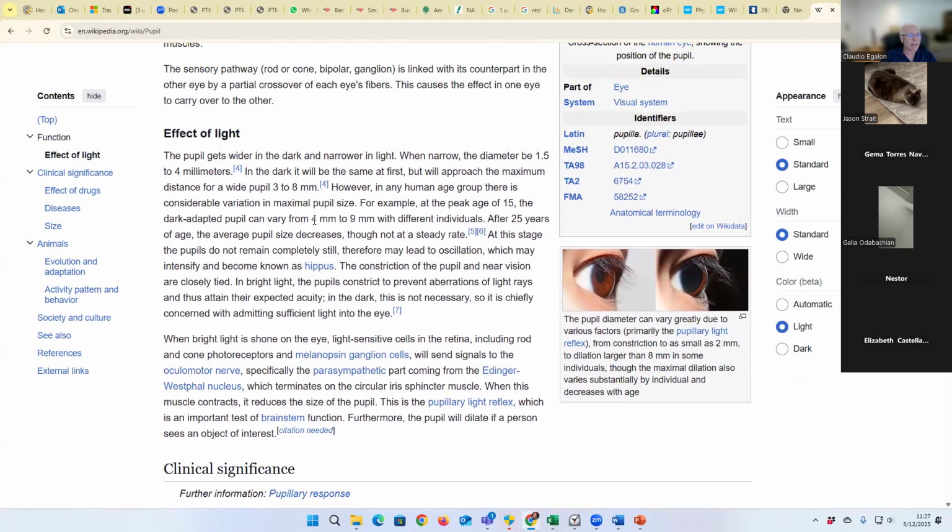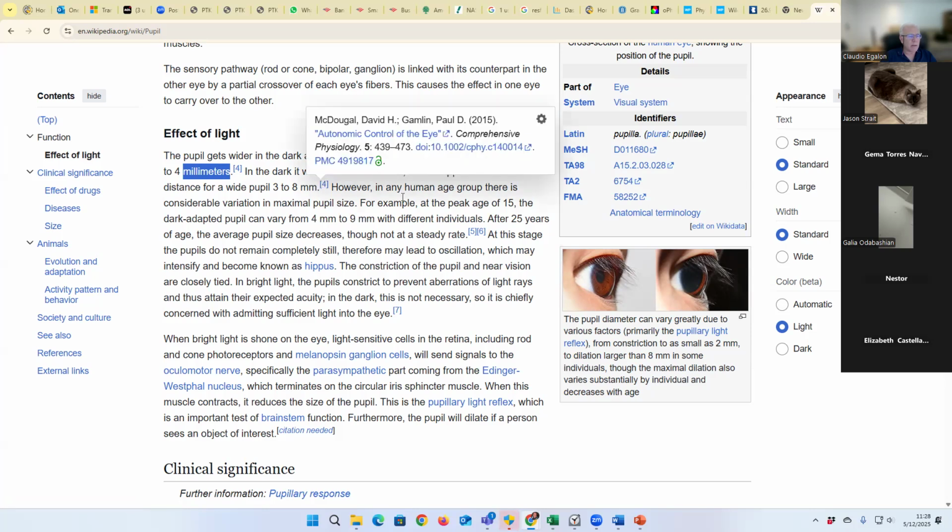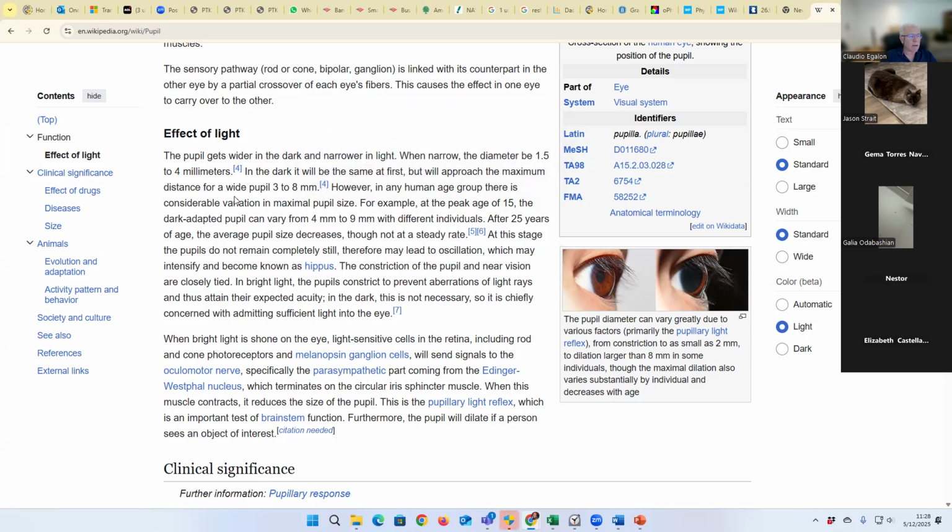Effect of light. Oh yeah, see, 9 millimeters. Okay, so let's see. The pupil gets wider in the dark and narrower in light. When narrow, the diameter can be between 1.5 and 4 millimeters. In the dark, it will be the same at first, but will approach the maximum distance for a wide pupil, 3 to 8 millimeters. However, in any human age group, there is a considerable variation in maximum pupil size.